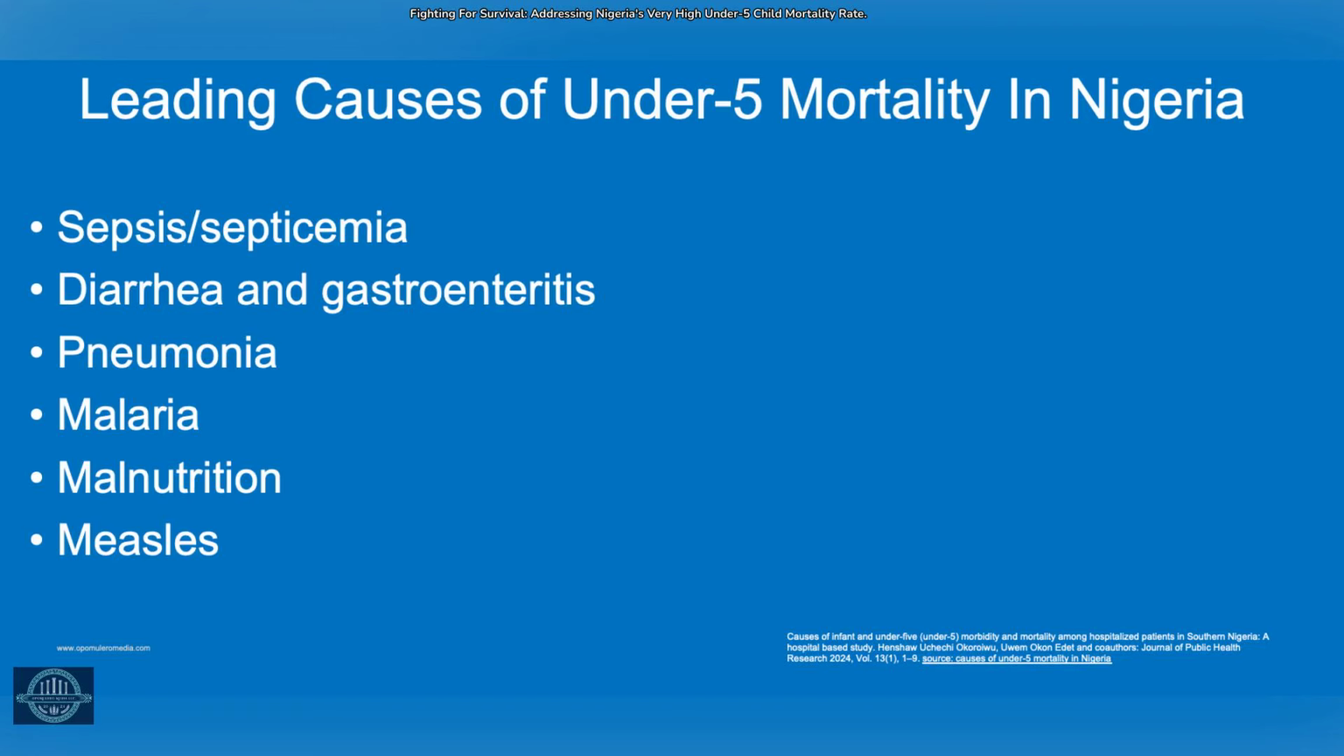They are blood infections such as septicemia, diarrhea and gastroenteritis, mainly due to rotavirus and norovirus infections. The other causes are pneumonia, malaria, malnutrition and measles. Due to the poor economic status in the majority of these children, malnutrition is almost always prevalent and contributes to the under-5 deaths. As can be seen, most of these causes are preventable or can be treated. Addressing these causes will significantly reduce the under-5 mortality in Nigeria and in Africa.